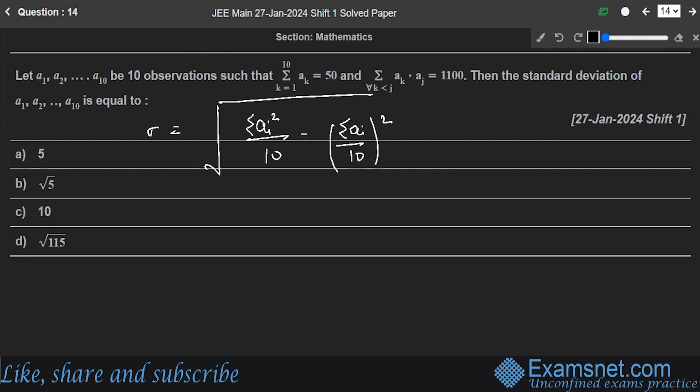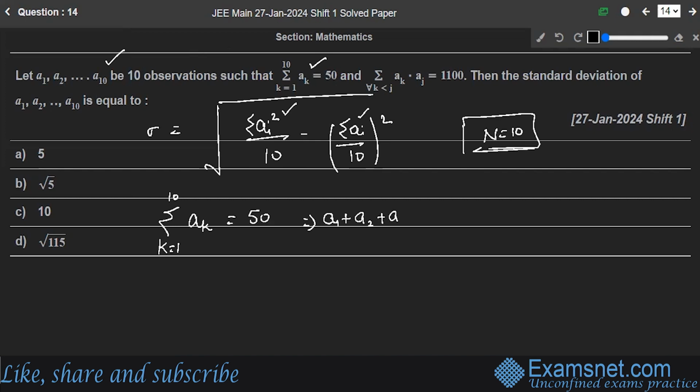I already have this thing, where n is the number of terms, that is equal to 10. Here are the 10 observations. I already have the summation ai, but I don't have the summation ai square. Now I need to get to that. So summation, with k equal to 1 till 10, ak is equal to 50. That means you have a1 plus a2 plus a3 till a10 is equal to 50. Let's say this is equation 1. Also, you are having the summation for k less than j.